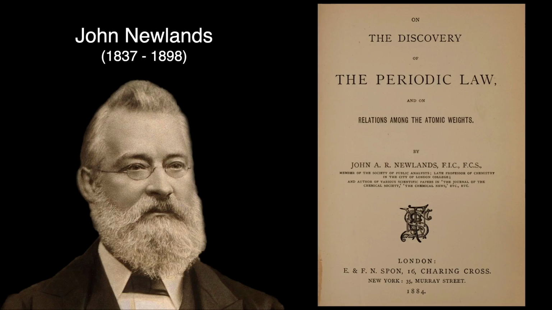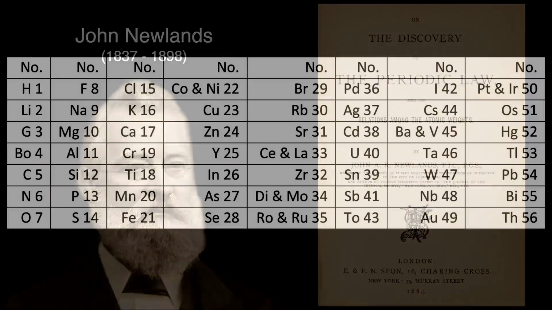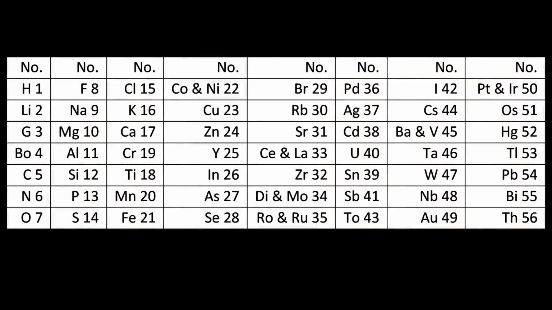British geologist John Newlands was the first person to invent a periodic table of the chemical elements arranged in order of their relative atomic masses in 1863. He eventually published his work in 1884. His table looked like this.